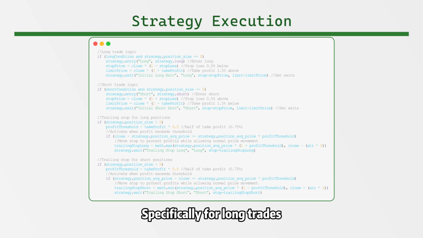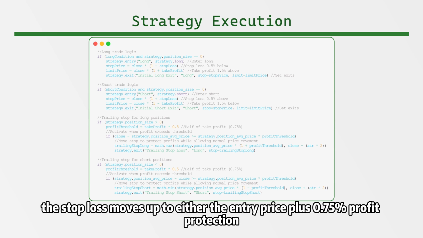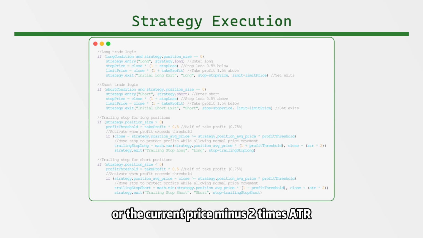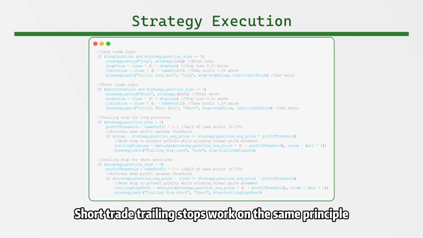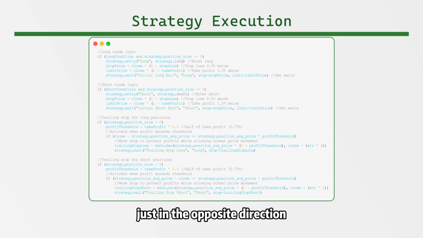Specifically, for long trades, the stop-loss moves up to either the entry price plus 0.75% profit protection, or the current price minus 2 times ATR, whichever is higher. This both protects earned profits and gives price room for normal fluctuations, preventing premature stop-outs due to market noise. Short trade trailing stops work on the same principle, just in the opposite direction.